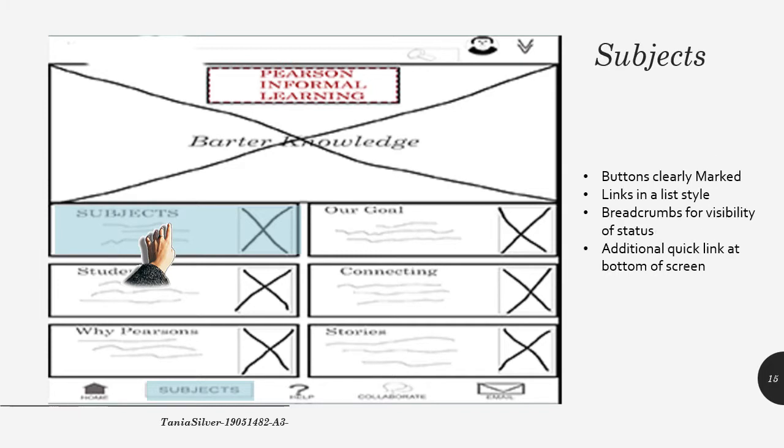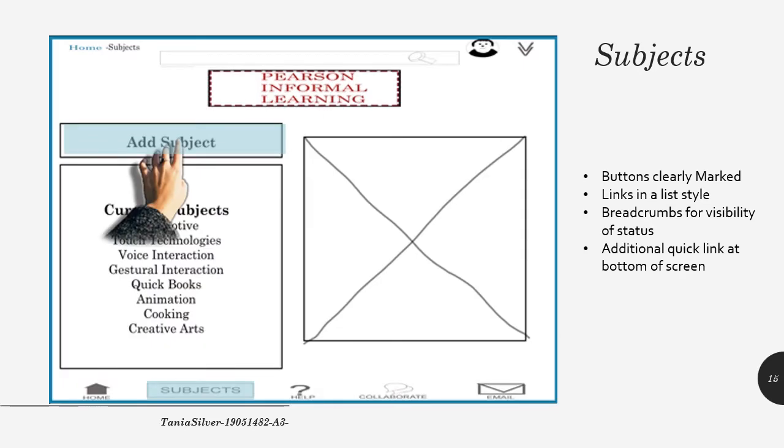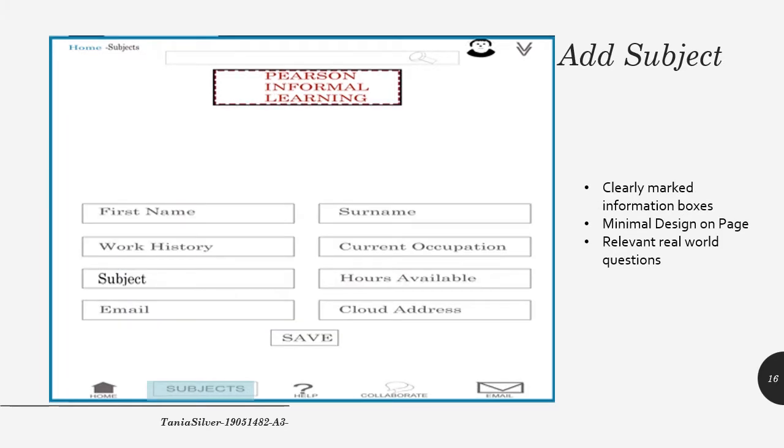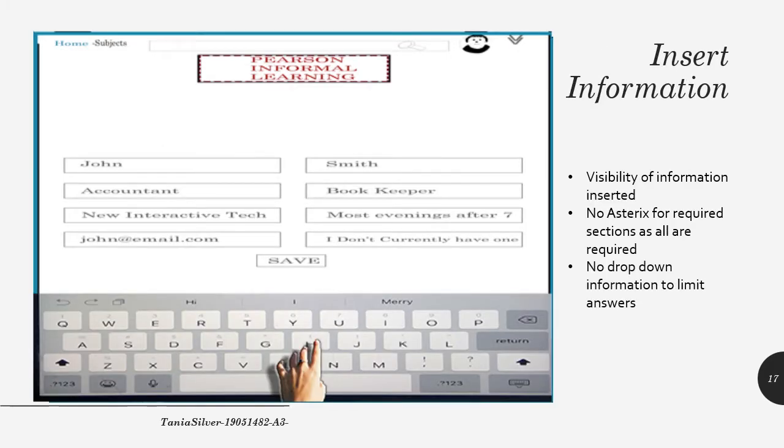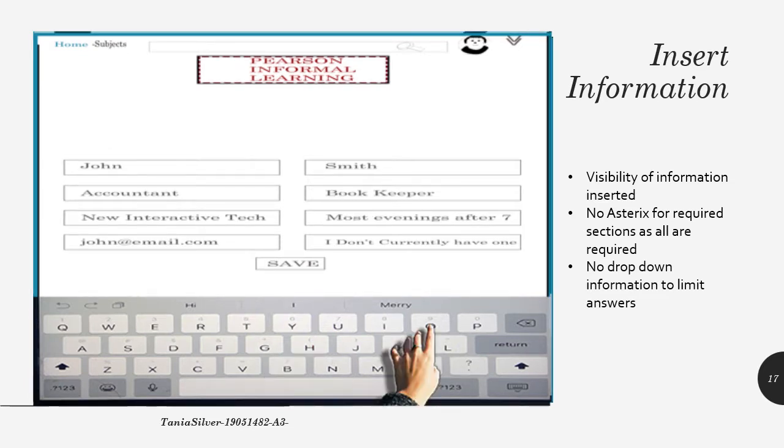Once on the subjects page, the user is able to clearly identify the Add Subject button. Buttons and links are clear for the user's ease of use. Information that is required is made obvious by the wording on the text input buttons that the user must fill in. Inserting information is achieved through the use of a pop-up keyboard.